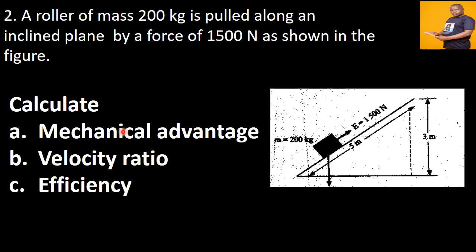So using the answer you get in A and the answer you get in B, you can calculate efficiency by simply using the formula. Efficiency is equal to mechanical advantage over velocity ratio multiplied by 100%. So this is very easy, straightforward to do.